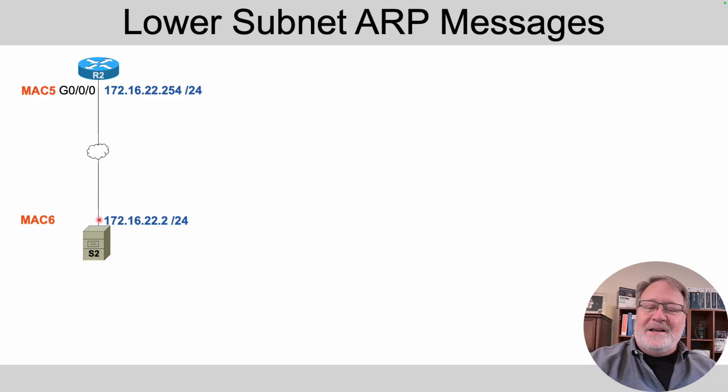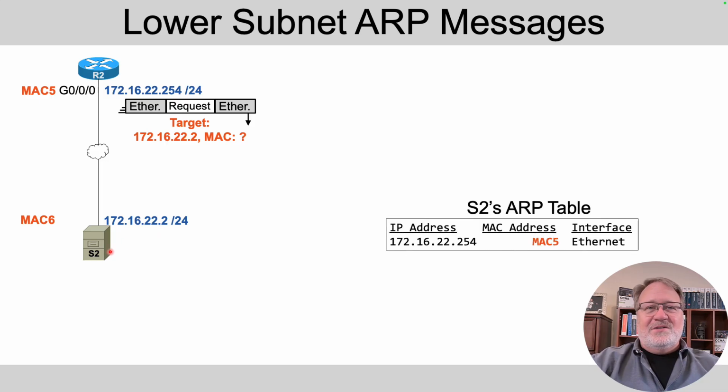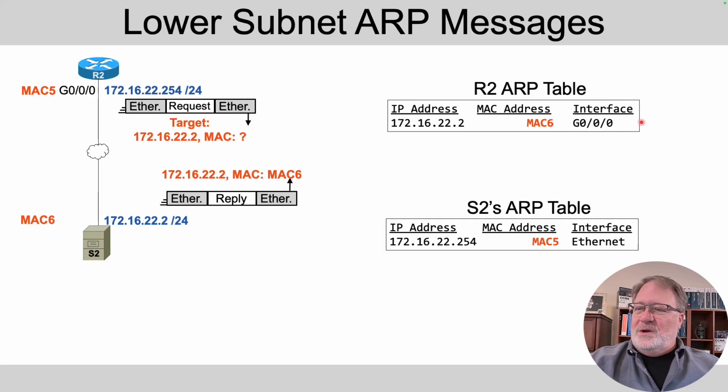R2 wants to forward the packet to S2. R2 doesn't know S2's MAC address. R2 needs to learn an ARP table entry for S2's IP address, so it sends an ARP request. Target is S2's IP address. S2 receives it, learns from it, learns R2's MAC and IP address, generates the ARP reply, supplying S2's IP address and MAC address, which R2 uses to fill up its ARP table.